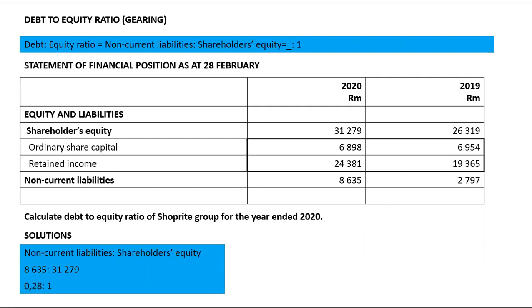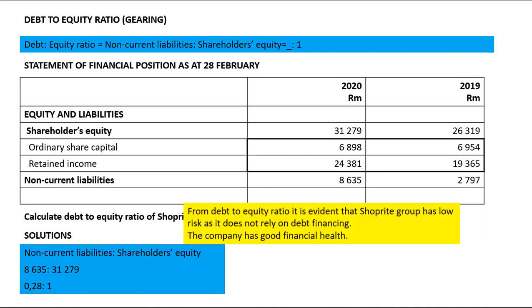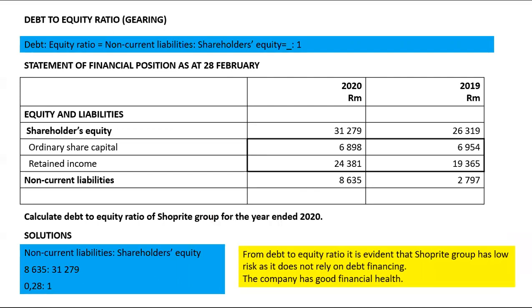So what can you say about this company? Is it a high risk company or a low risk company? It's a low risk company because it doesn't rely that much on debt. For every 1 rand that is equity, only 28 cents will be your liability. So the risk here is very low. It is evident that Shoprite Group has a low risk as it does not rely on debt financing. The company has good financial health.